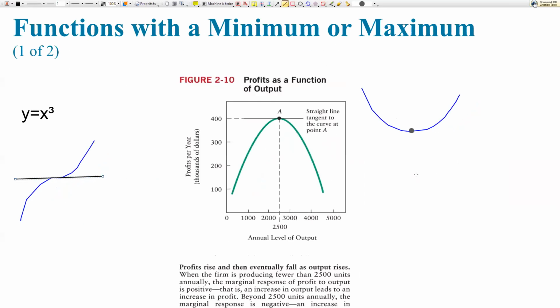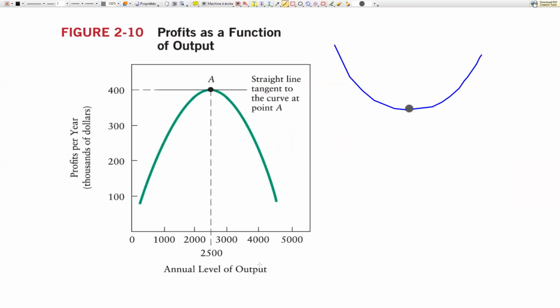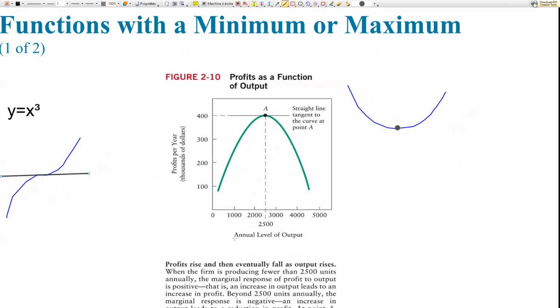All right, and what's the idea there? This is annual level output and profits per year. What this looks like is that if I produce too little, then I don't make enough money. And if I produce too much, I also don't make as much money as I could. There's a sweet spot at 2,500. That's the best I could do as a firm, the best output to maximize my profit. All right.